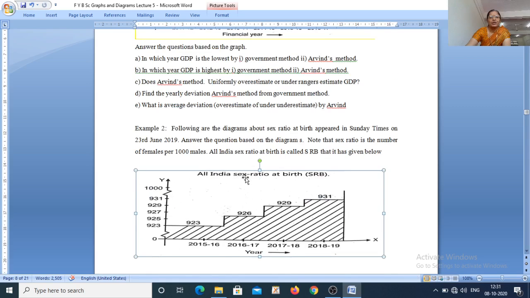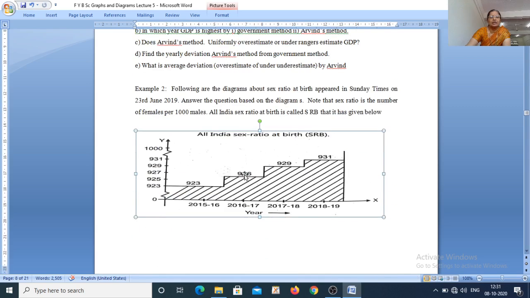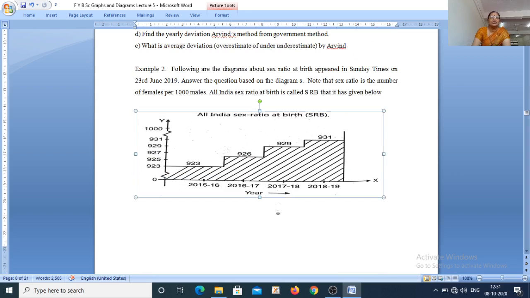Okay. Now the next type of example is: following are the diagrams about sex ratio at birth, which appeared in the Sunday Times on 23rd June 2019. Answer the questions based on the diagrams. Note, what is sex ratio? Sex ratio is the number of females per 1000 males.